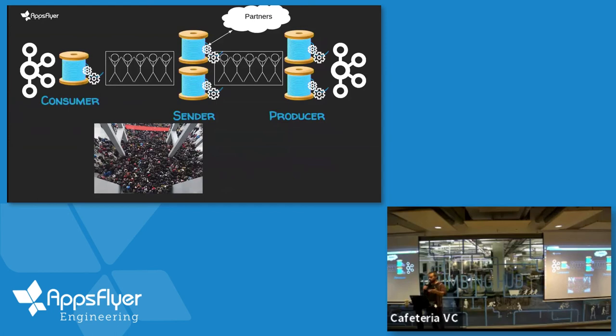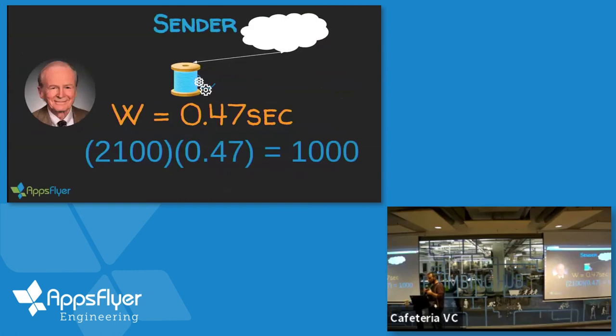And so then we said, okay, let's try to understand this again with Little's Law. And we saw at this point that the sender subsystem was now taking 0.47 seconds to process the message. And now the throughput had gone up slightly, to 2,100. So that improvement of the producer subsystem had improved things a little bit. And so this is what it looked like.